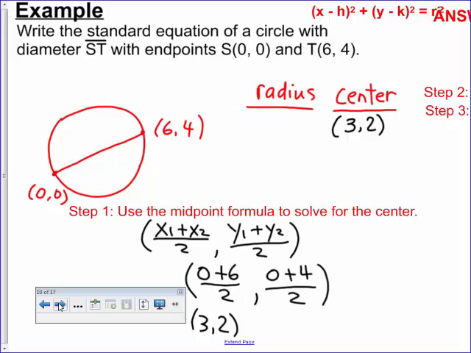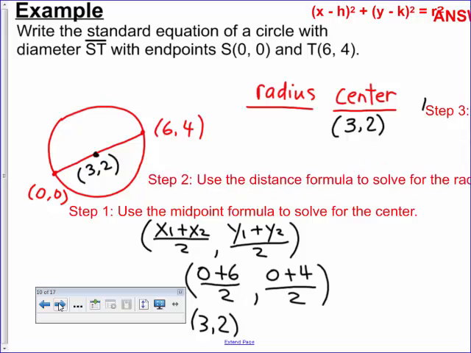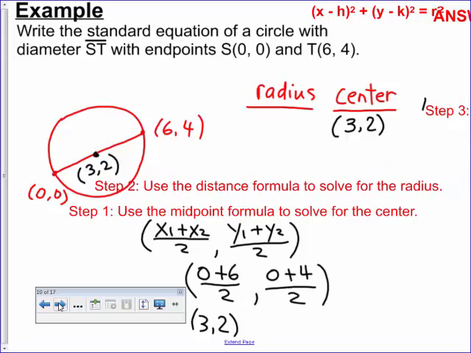So now, once you have a center, if you want to draw your diagram to make it easy for you to look at, that would be great. Once you have a center, you can go ahead and find your radius. What you're going to do is use the distance formula to solve for the radius. So you're going to use the distance formula right here.